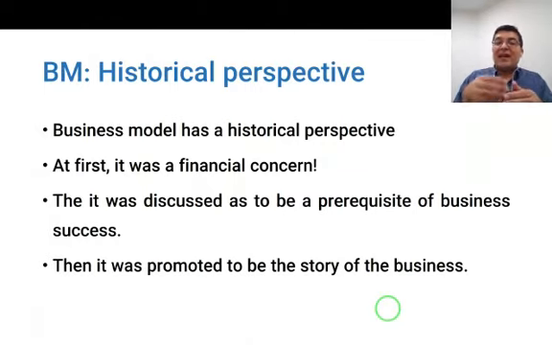And afterwards, it was proposed as a story. What story is your business telling? That's why storytelling is a key factor for communicating your business to your stakeholders, your customers, other people, even employees who are working for you. This story encourages them to do their best for your company.